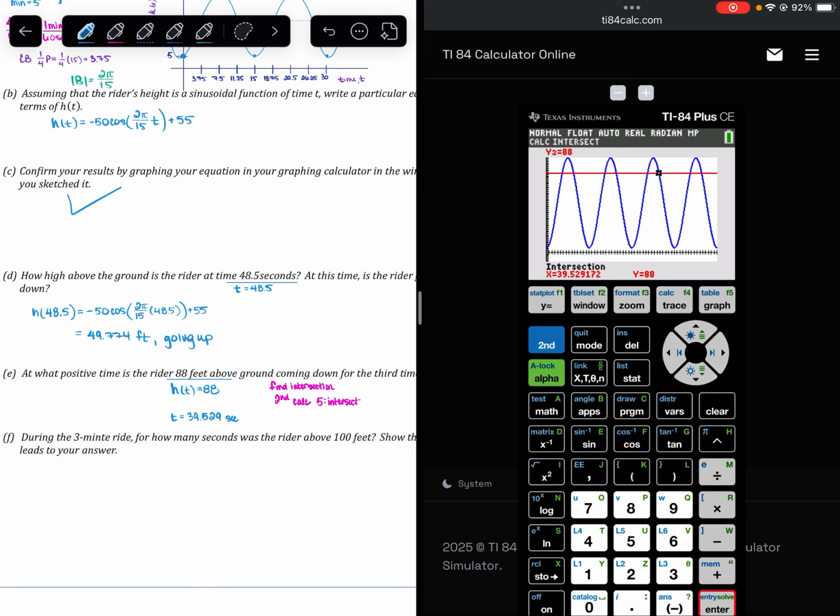Right? And then F. During the 3-minute ride, minty, that should say minute, I'll fix that. For how many seconds was the rider above 100 feet?